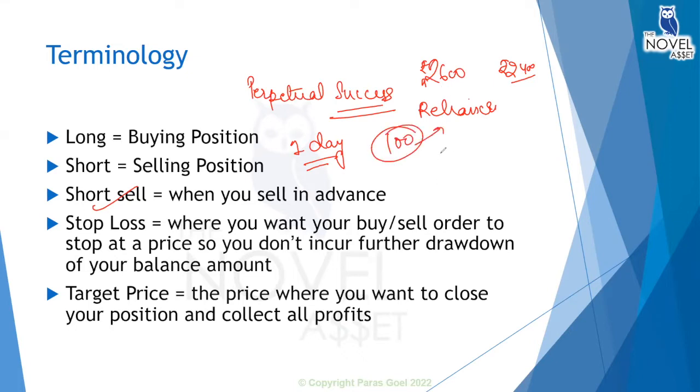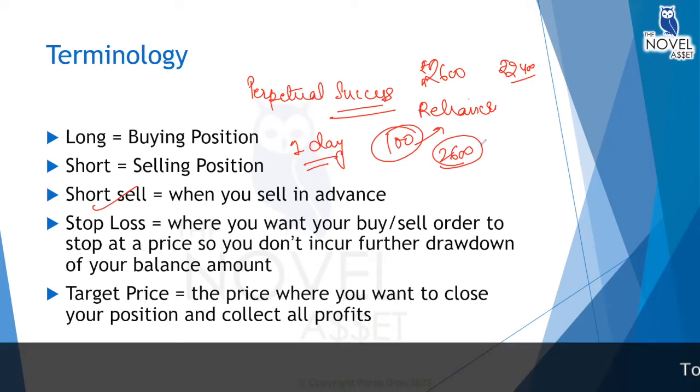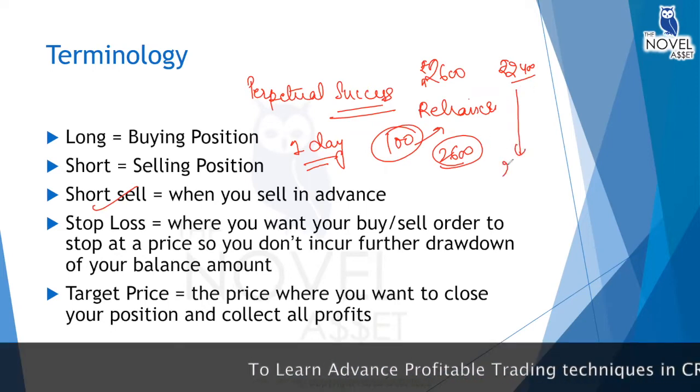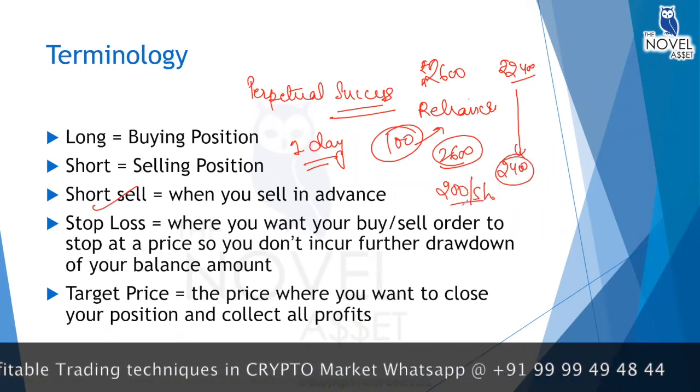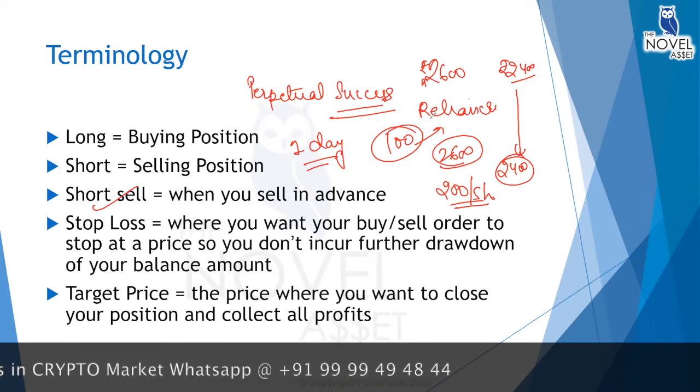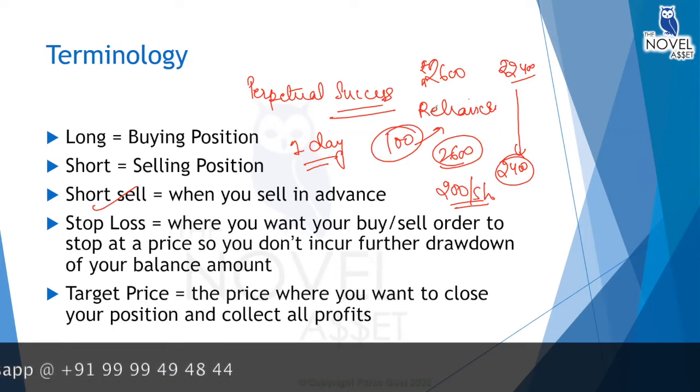I sold them at 2600 rupees. And by the end of the day, I have to buy back these 100 shares at 2400 rupees. So I made a profit of around 200 per share. And once I buy back, I'll give it back to the broker. Okay, have you all understood this transaction, or is there still some query?